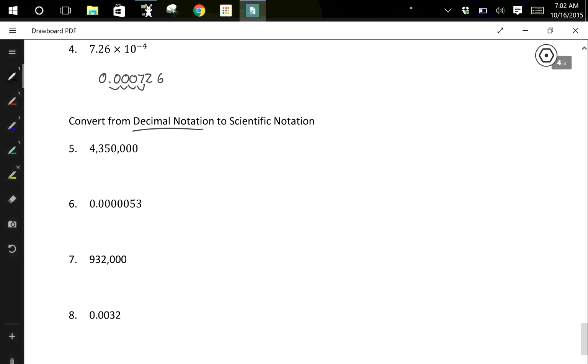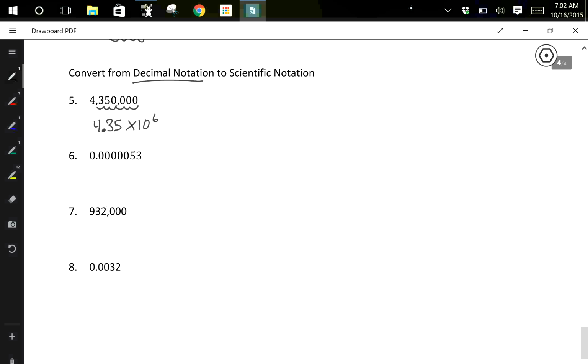So to do that, I look at my very first non-zero number. It's a 4. So I'm going to go 4 and then put the decimal point right after that, 4.35. Now, I have to ask myself, times 10 to the what? Well, the 4.35, what would I have to do to that decimal point to get it back to where it belongs? Well, I'd have to move it to the right 6 spaces. So it's going to be times 10 to the 6, because I would have to move it to the right 6 spaces to get back to the 4,350,000.